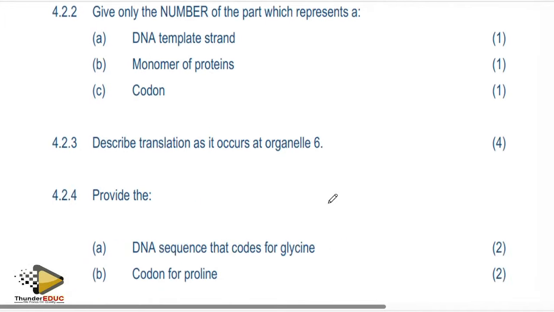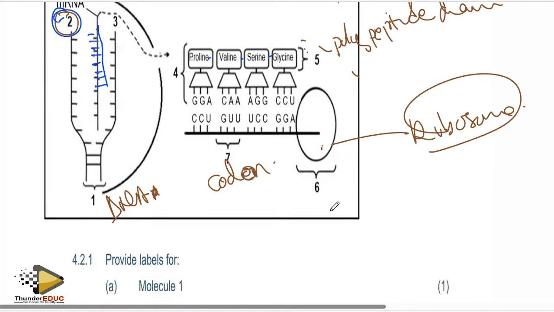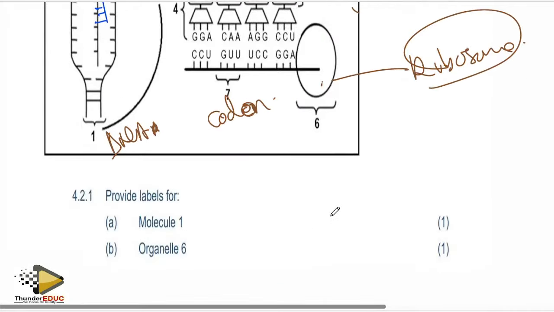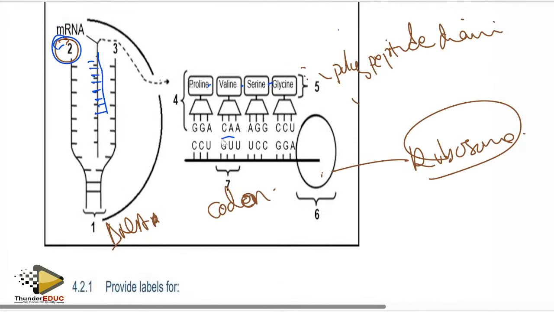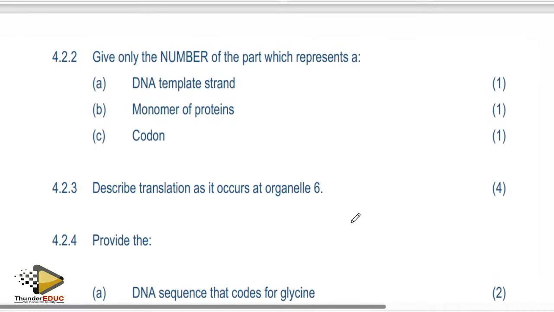Then they're asking about the monomer of protein. Where is the monomer of protein? It's number 5 because they're not joined. Then they are saying that codons are the three bases on the messenger RNA. So it's codon there. Then describe the translation process.